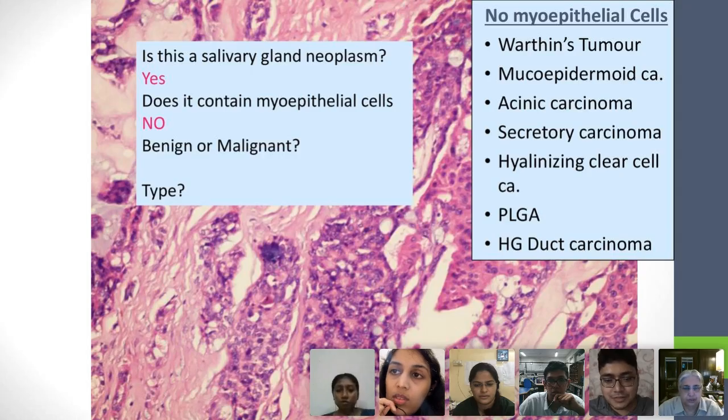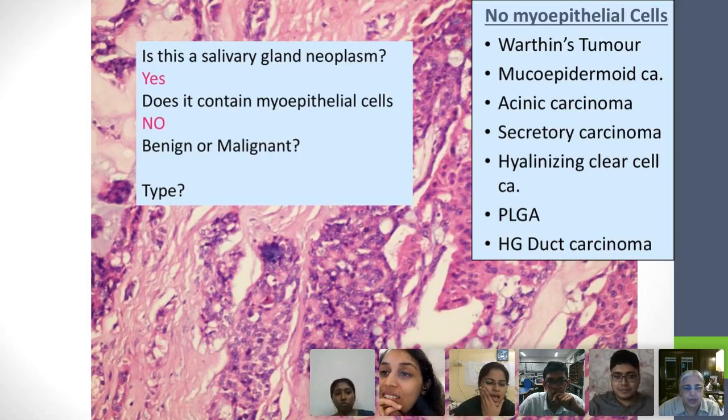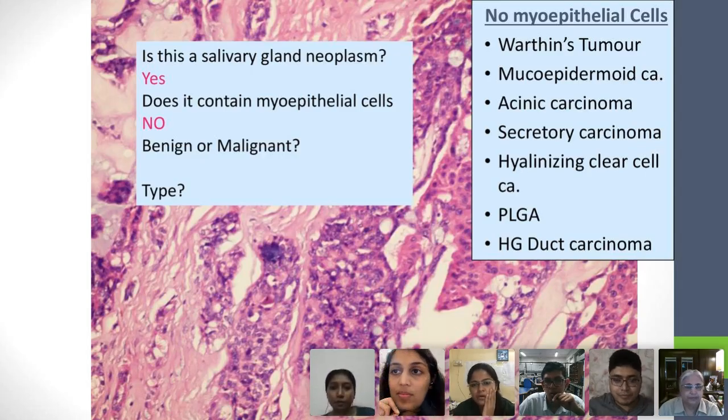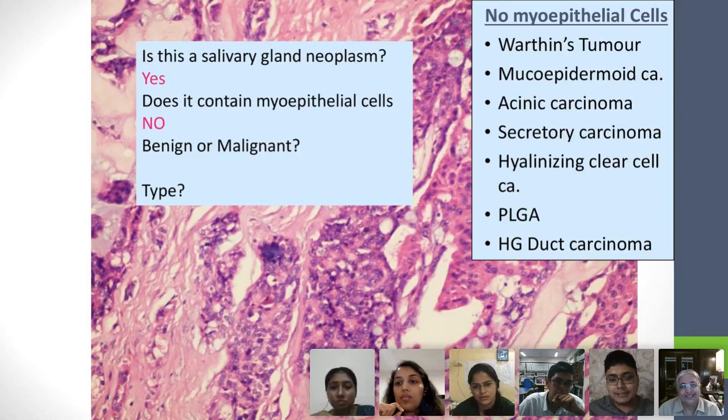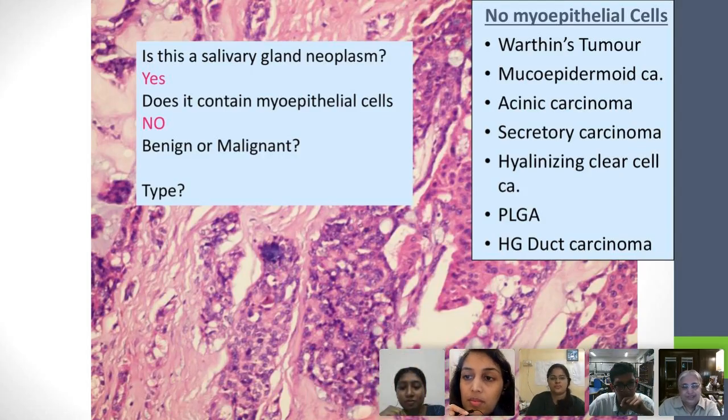So you think this is a Warthin's tumor? No, you said that there were no myoepithelial cells, so you have to pick one of these. So which one will you pick? Come on, Ashish. Ma'am, in the poll, 53% is picking mucoepidermoid, and 27% is going with PLGA. Oh, okay. So now you pick, Ashish. Mucoepidermoid, acinic, because all of these, it can't be Warthin's. So mucoepidermoid, acinic, secretory, hyalinizing clear cell, PLGA. Ma'am, I think it is PLGA.